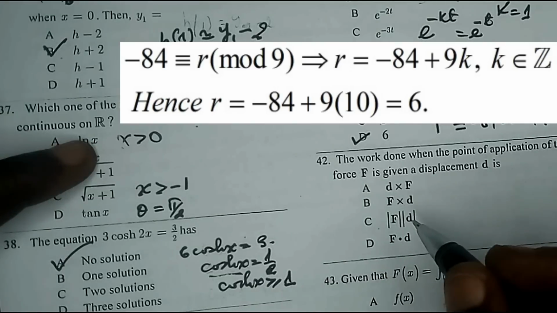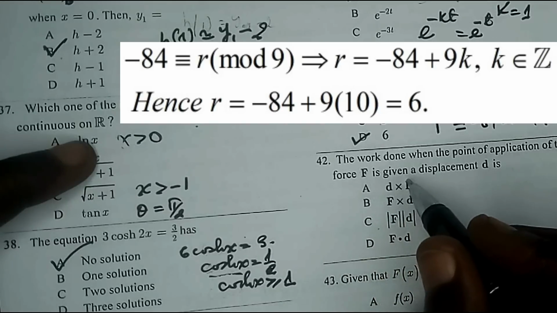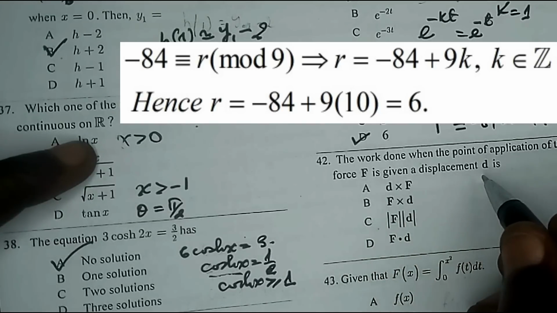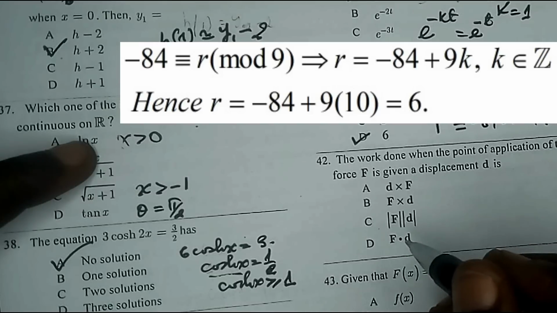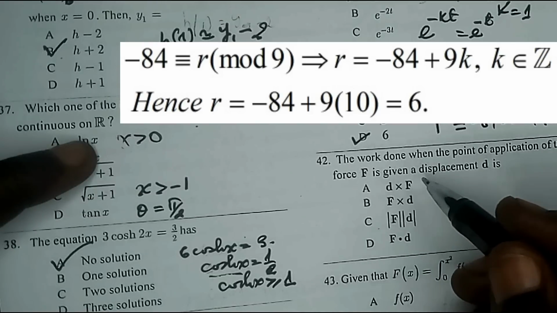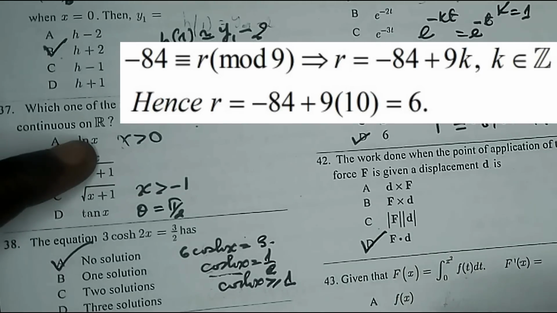For number 42, the work done when the point of application of a force is given a displacement d is usually force and displacement are linked. The work done by a force when it does a displacement is linked with the dot product. So D is the answer.